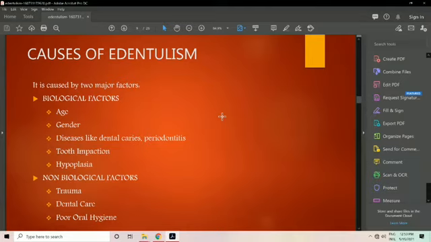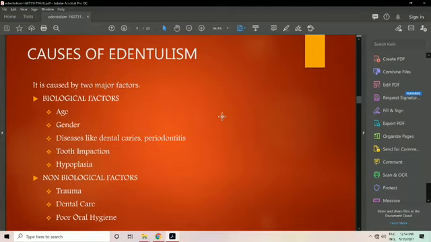Gender, that means male and female. Females have different problems related to hormonal changes. So according to the hormonal changes, there will be severe bone loss, and there will be mobility of the teeth, and lastly the teeth will get exfoliated. Okay, the third is diseases like dental caries and periodontitis.